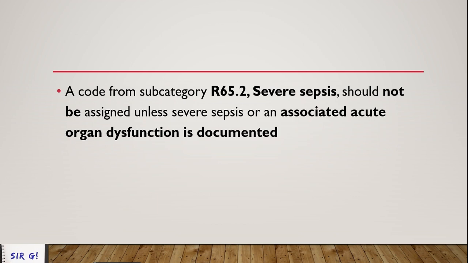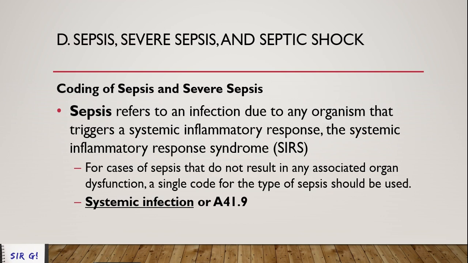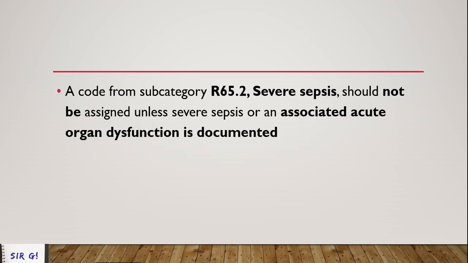Okay? Next, a code from category R65.2, severe sepsis, should not be assigned unless severe sepsis or associated acute organ dysfunction is documented. Okay, as I mentioned a while ago, this is related to the last part of the guideline, because the code for severe sepsis is R65.2. This is your R65.20 to be specific.